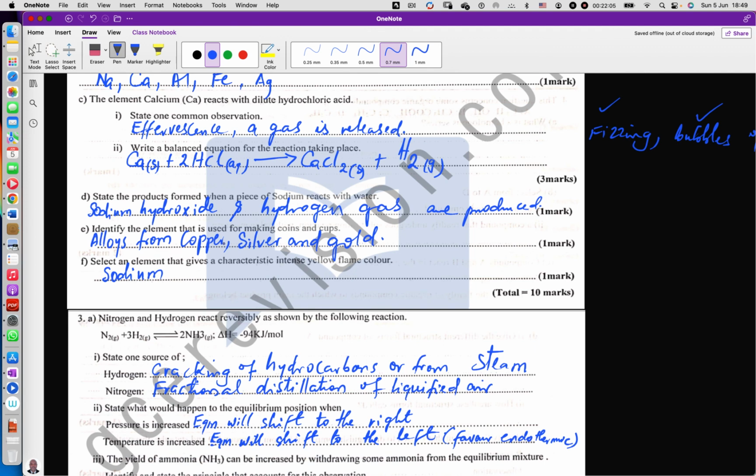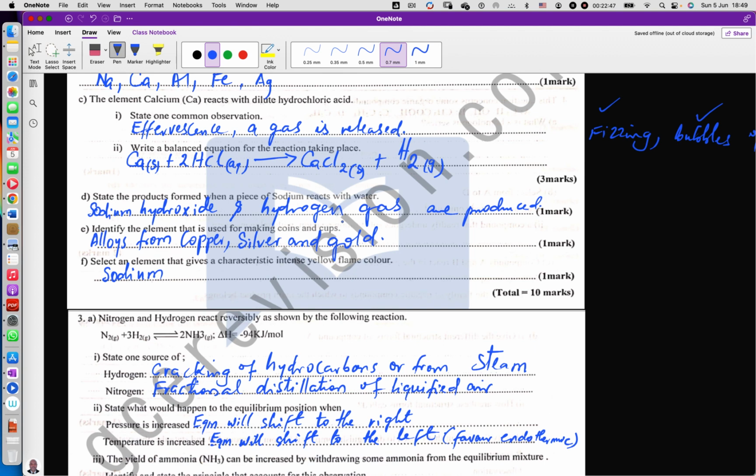So now we have three elements that are used for the making of coins and cups. We have alloys from copper, alloys from silver, and alloys from gold. There are golden cups made of alloys, not only gold. They are all used for the making of coins and cups.